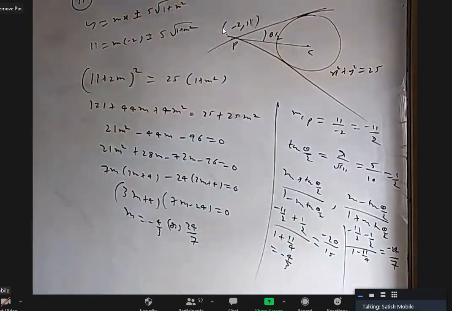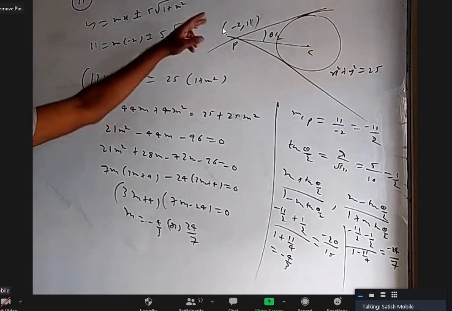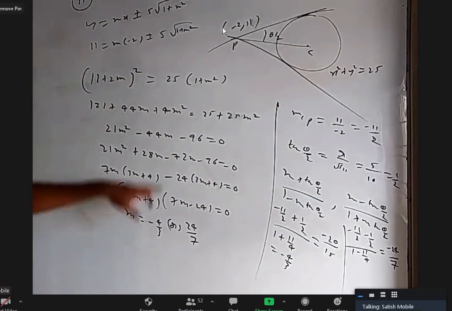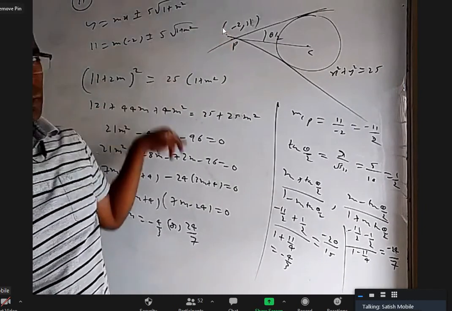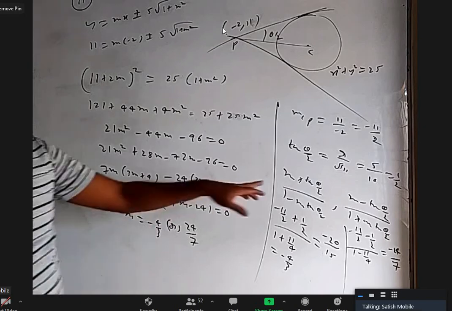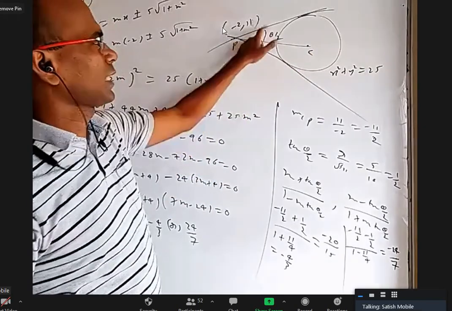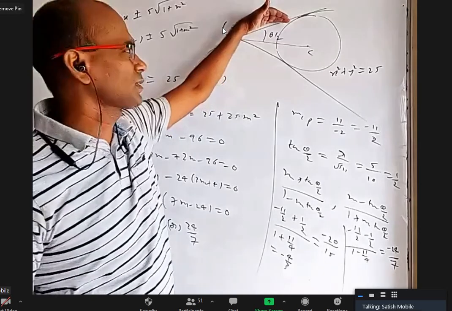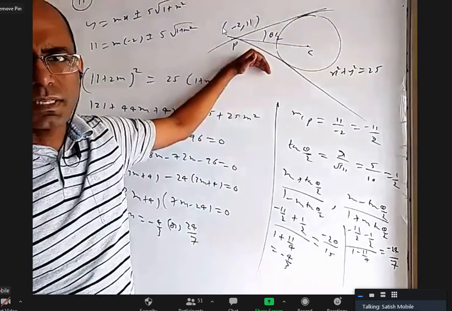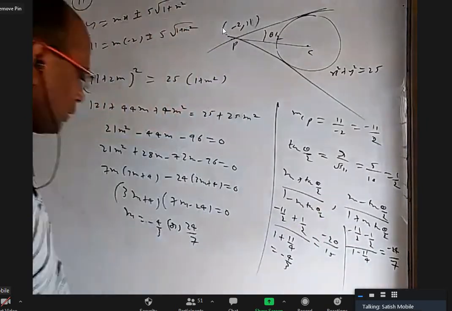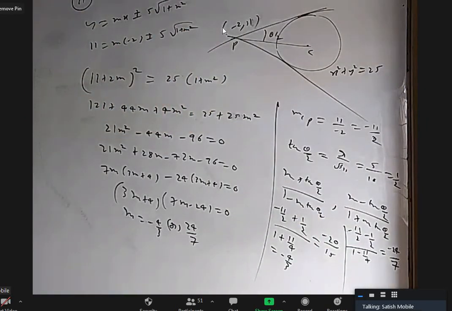So I took the general tangent, substituted this point, and got a quadratic equation in the slopes. After getting the slopes, don't put them in the general tangent. Point and slope, better you find the line that way. Otherwise, I found this line's slope, tan theta by 2. If this is m, this is tan theta by 2. This line is m plus tan theta by 2 by 1 minus m tan theta by 2, and this is m minus tan theta by 2 by 1 plus m tan theta by 2. So we got two slopes, same answers. Now we can find the line equation.